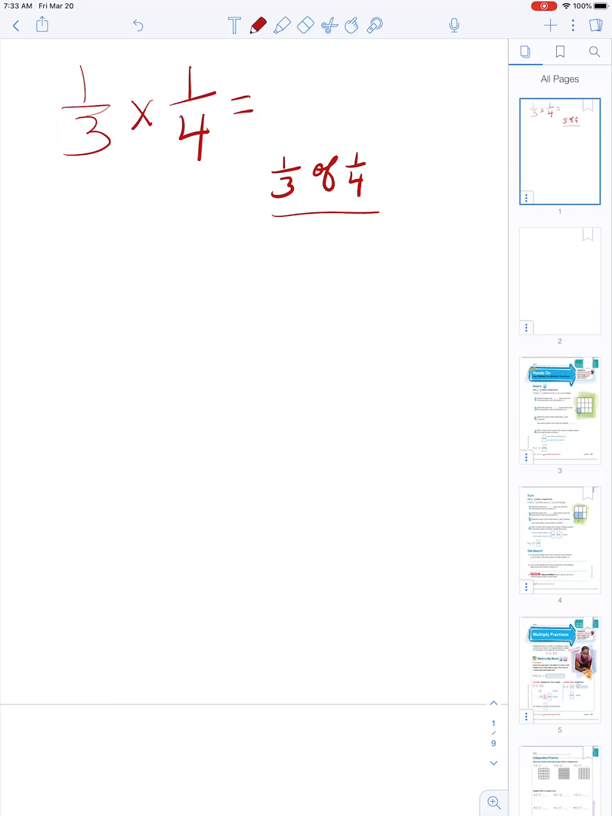The first fraction, 1/3, represents a square. Well, that was more of a rectangle, so let's see if I can make that better. A square that is divided into 3 parts. And that means that each one of these parts is equal to 1/3. And then I want to see what is 1/4. I need to have a square that is divided into 4 parts. And each one of these is represented as 4 parts.